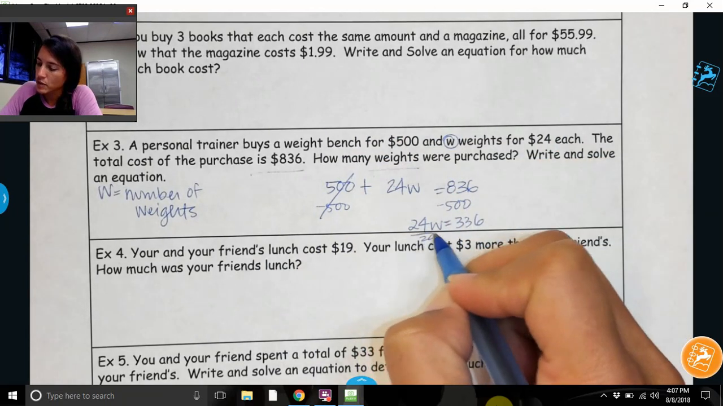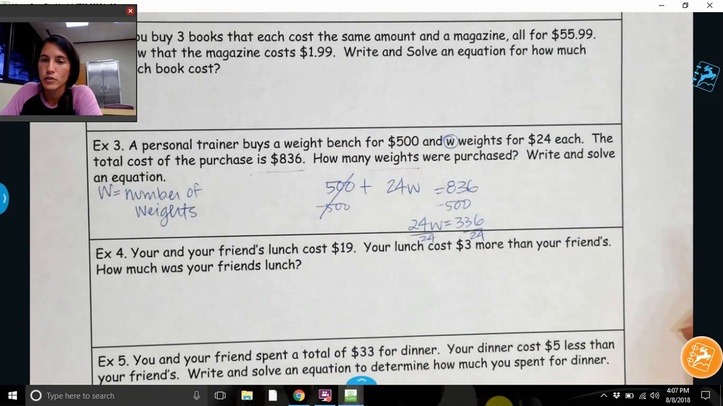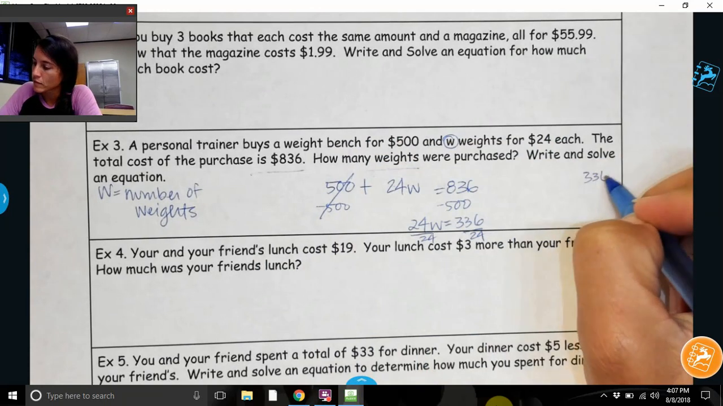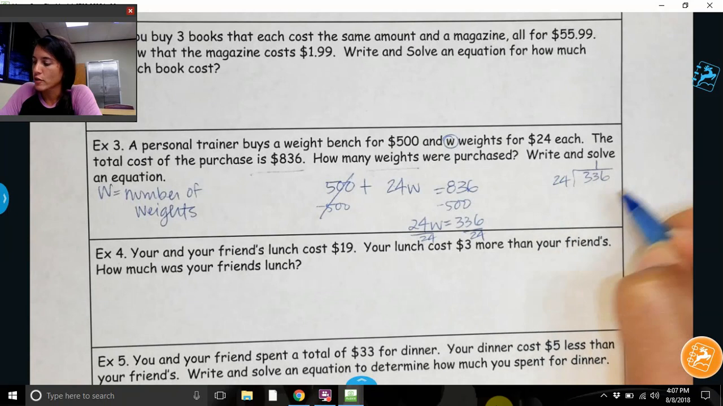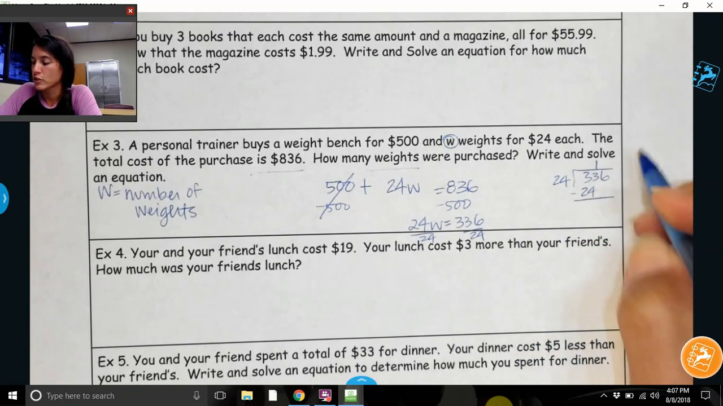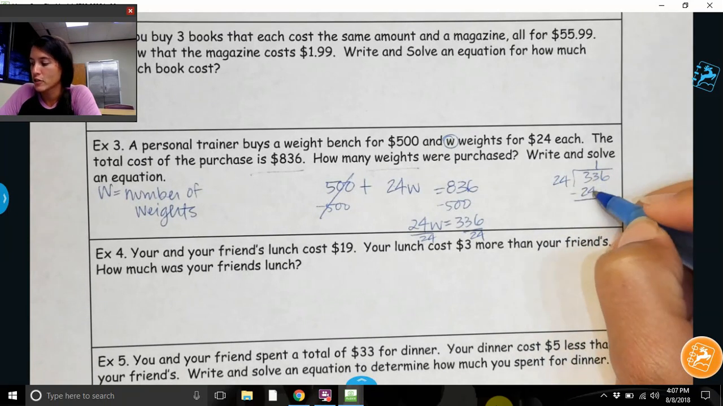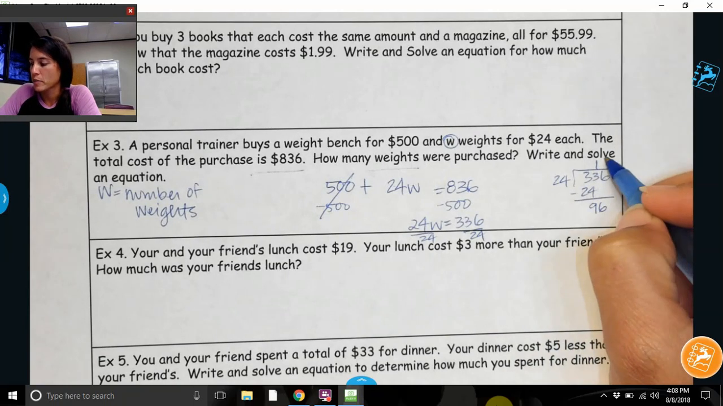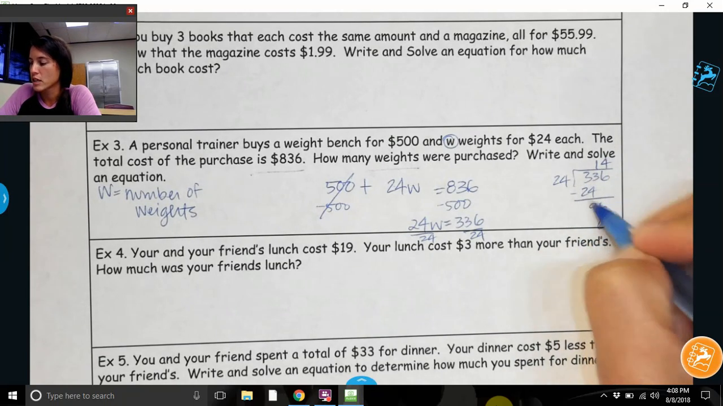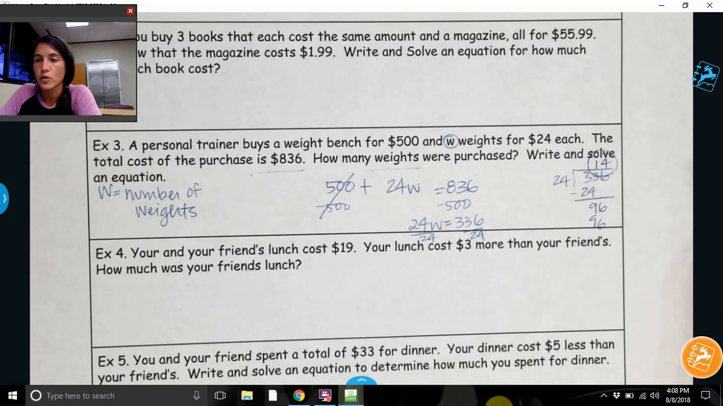I'm going to divide both sides by 24. Sorry, I'm running out of room. So come over here and we're going to divide. 24 will go into 33 one time. Hopefully your division is faster than mine. 33 minus 24 is 9. 24 into 96 is probably 4. 4 times 4 is 16. So 14.